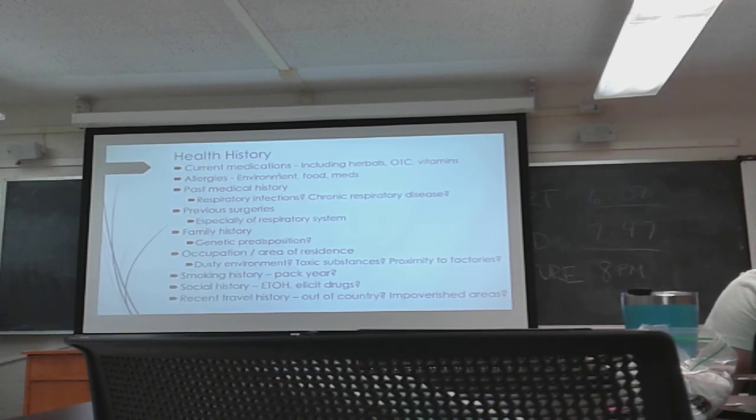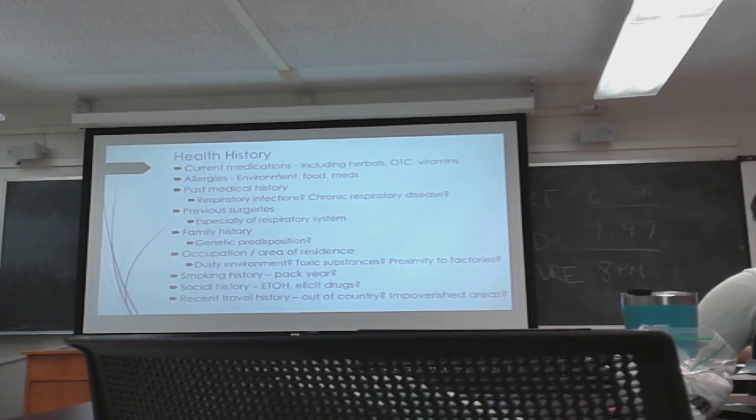Mold, dust, toxic substances, proximity to factories, pets. The Rohm and Haas plant, which is in Bridesburg and Bristol, there's a predisposition to lung and other cancers in those neighborhoods because of the proximity to the factories that always emit toxins into the air.